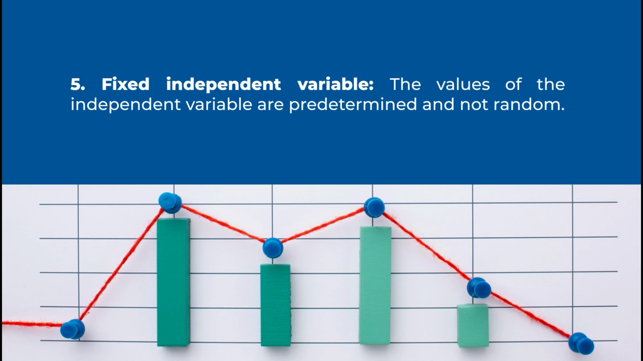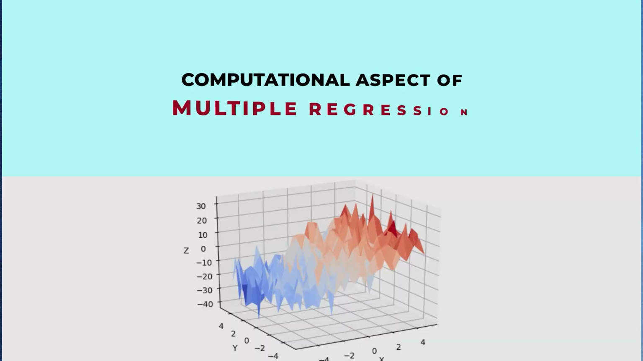The values of the independent variable are predetermined and not random. This assumption is crucial as it allows for the estimation of the regression coefficients without considering the variability of the independent variable. Now, let us see the computational aspects of multiple regression.